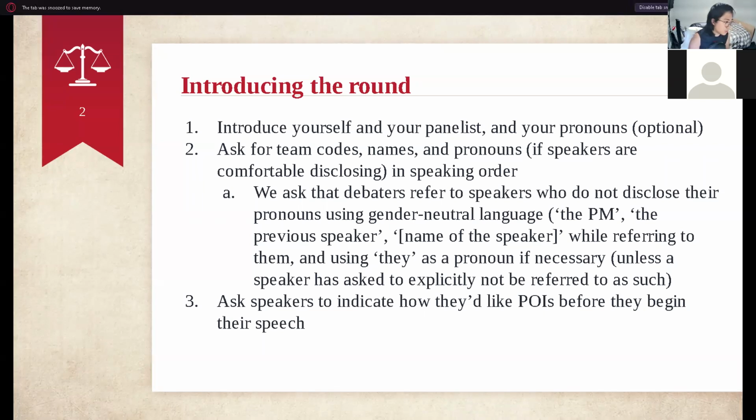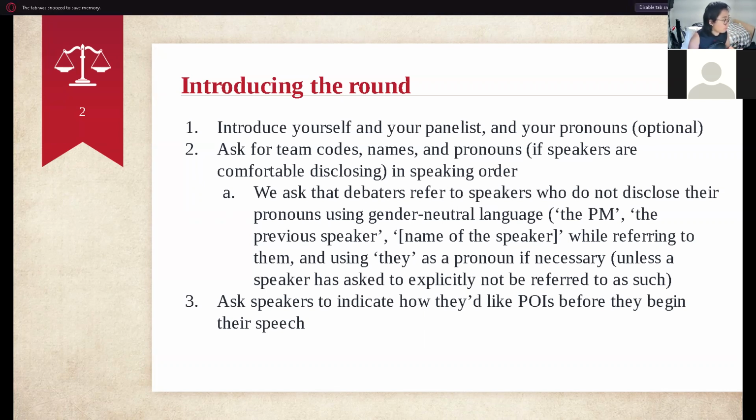So the next thing you want to do is, I guess you can ask for team codes, but regardless, you just want to go team by team. Starting from opening government to opening opposition to closing government to closing opposition, asking for their names, their speaker orders, and their pronouns if the speakers are comfortable disclosing, in which case, if they're not, then don't pressure them to do so. Make sure you take down their speaking order as well.